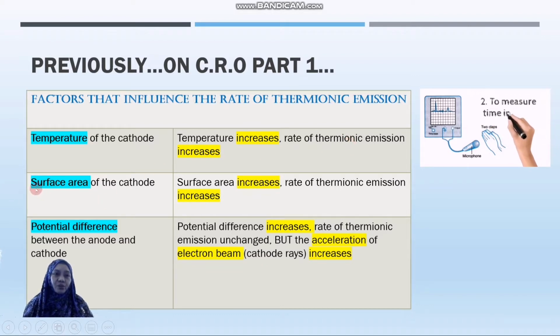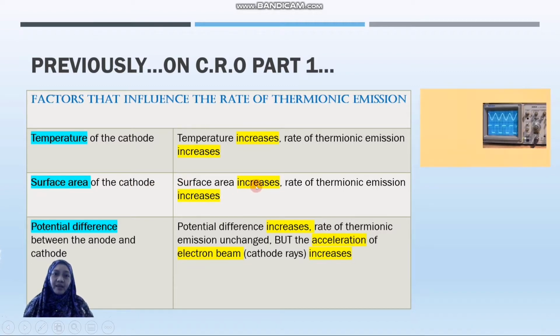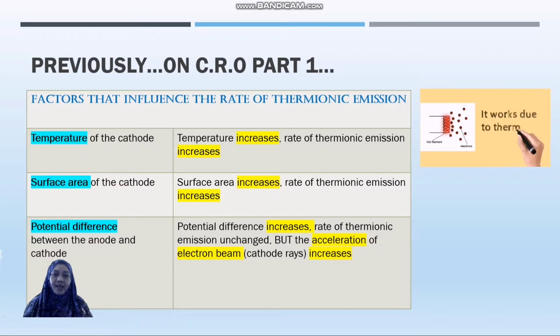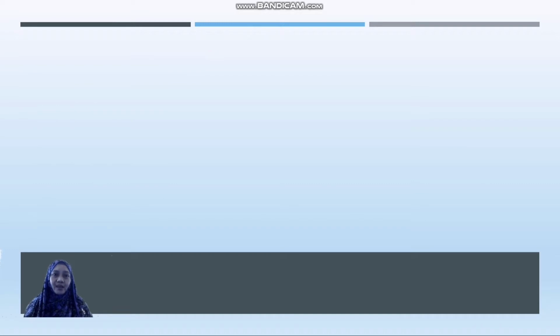Okay? Factor number 2 is the surface area of the cathode. As the surface area increases, which means we use a larger cathode, the rate of thermionic emission increases. Okay. Factor number 3 is the potential difference between the anode and the cathode. As the potential difference increases, the rate of thermionic emission is unchanged, but the acceleration of the electron beam increases, which means that when the potential difference between the anode and the cathode is higher, the electron beam will move at a higher speed towards the screen. Okay, so I hope that's clear to you.